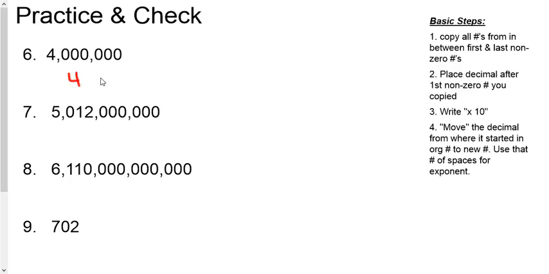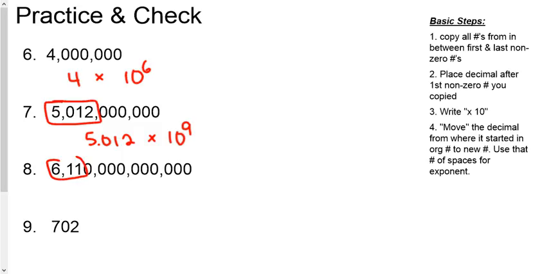Okay, this one should have been 4 times 10 to the 6th power. This one, a little bit more difficult, but basically there's all our non-zero numbers. There's our first non-zero number, there's our last one. So 5012, put your decimal after your first non-zero number, the 5, and you see that we had to move this decimal 3, 6, 9 spots. So times 10 to the 9th power. This one's a little bit easier. 611, put the decimal right there, times 10 to the, let's see, 3, 6, 9, 12.